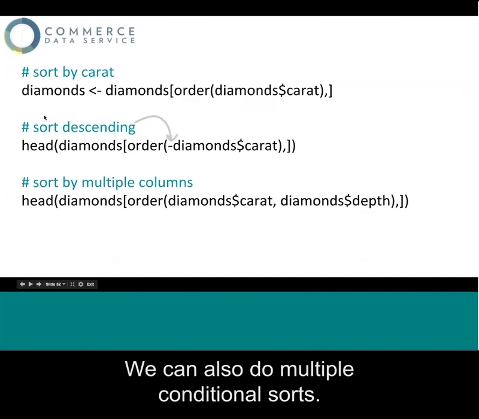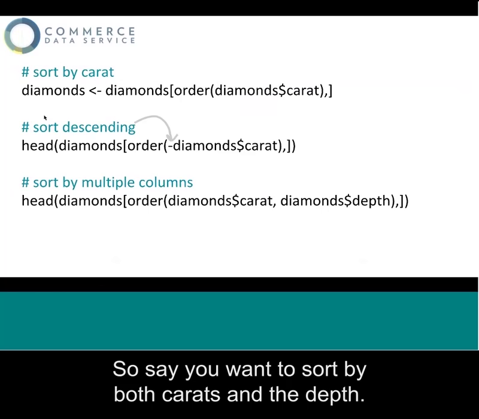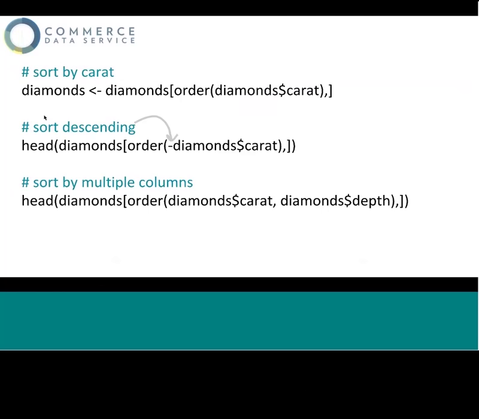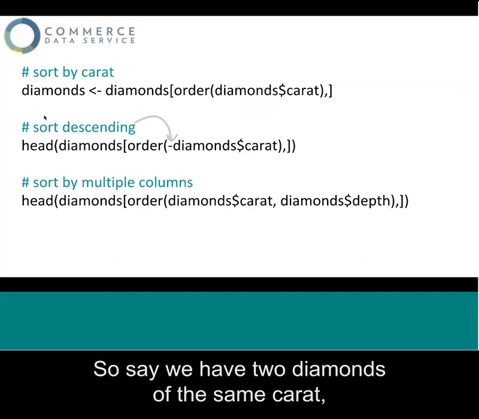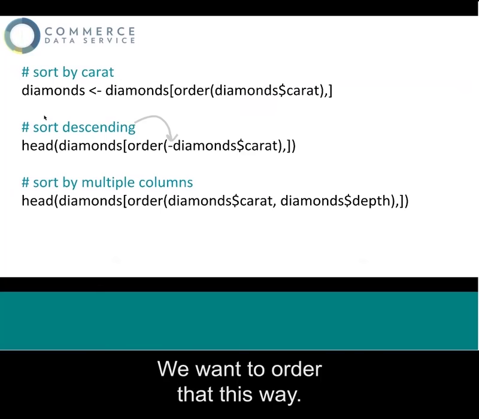We can also do multiple conditional sorts. So say we want to sort by both carat and the depth, we can do that. That's only passing multiple arguments to order. So say we have two diamonds of the same carat but different depths. We want to order that this way.